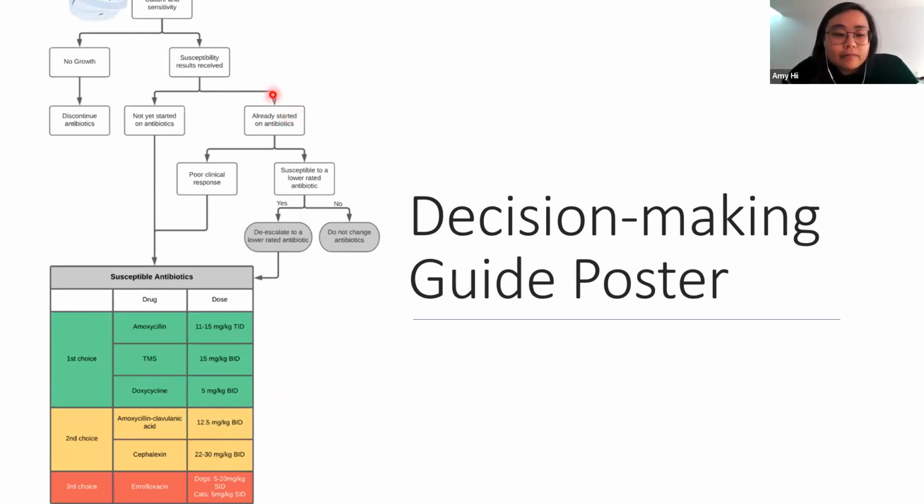Once they've received the results from the lab, if they have not started on any antibiotics, then they can go straight to selecting their antibiotics. They should use the lowest rated antibiotics that the organism is susceptible to. So ideally one of these three. If they already started antibiotics and they have poor clinical response, then they should follow the results and again choose the lowest rated. But if they are susceptible to a lower rated antibiotic than the empirical treatment they selected, then they should de-escalate. But if they're already susceptible to one of these three and they're making good progress, then they should not change the antibiotics.